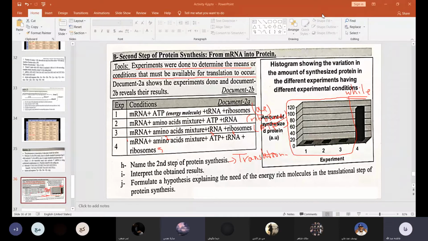Yes, this indicates that there is translation. And we want to answer the problem: what are the conditions? The conditions are for translation to occur. Okay, this indicates that the conditions are, I'll say conditions again, yes, those of the fourth. Bravo. Okay, mRNA plus amino acids mixture plus ATP plus tRNA plus ribosomes. Okay, thank you, Sarah. Very good, that's nice.